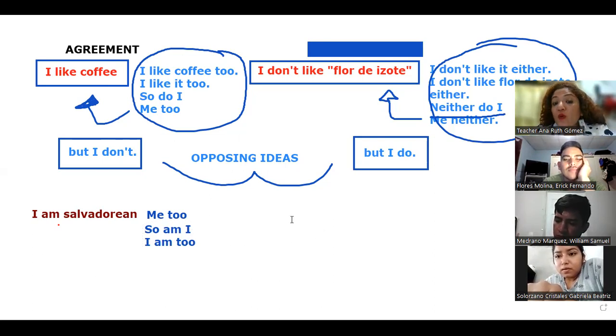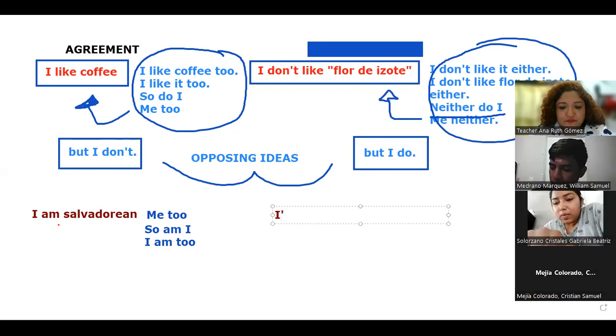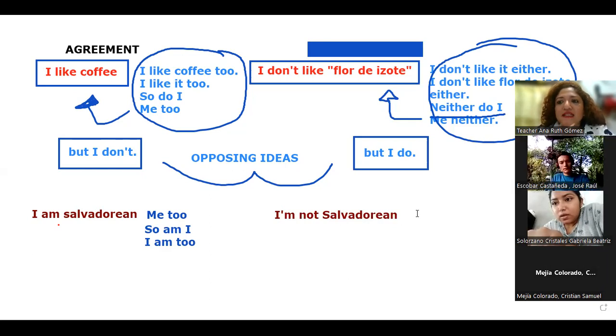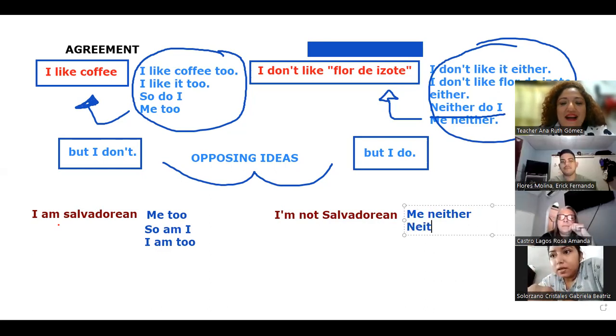All right. Very good. And what about if I say I am not Salvadorian? What is going to be the agreement? I'm not Salvadorian. What is going to be the correct form? Me neither. Okay, that is the easiest. All right, me neither. That is the easiest. But I need the other one. Neither do I. No, I'm sorry. Neither am I. Neither am I. All right, very good.